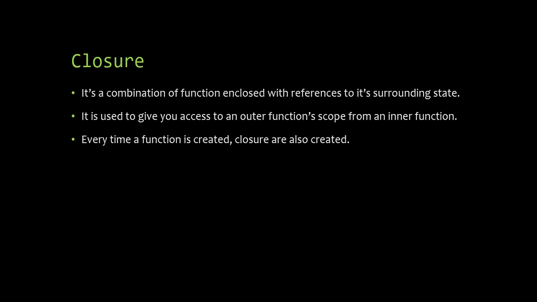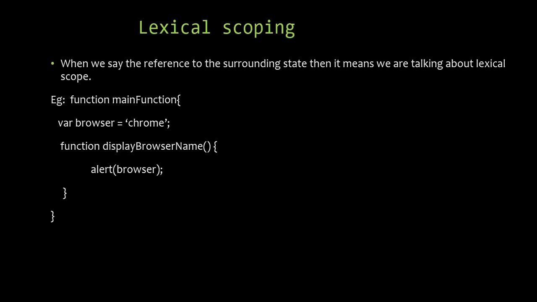So what does that mean? When we are saying the reference to the surrounding state, it means we are talking about the lexical scope. So you can see in this example, we have the function called main function, and inside this we have a variable and again a function that is display browser name. And this function doesn't have any variable, it is simply accessing the outer variable.